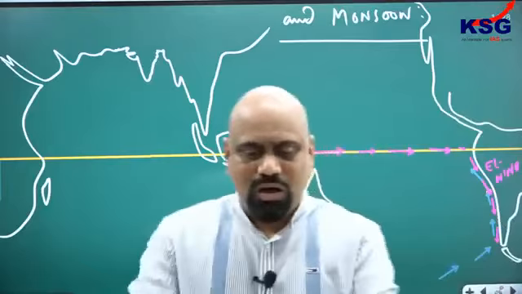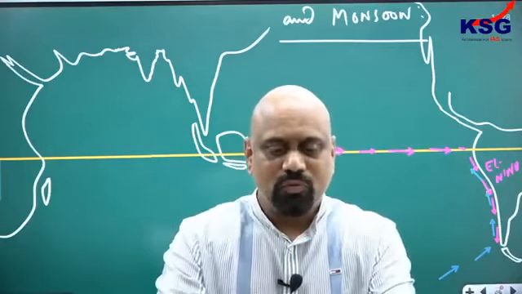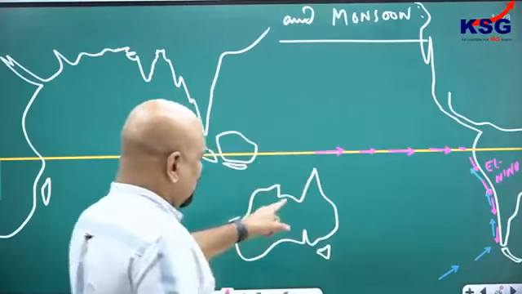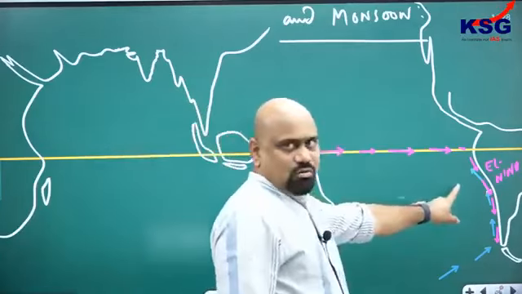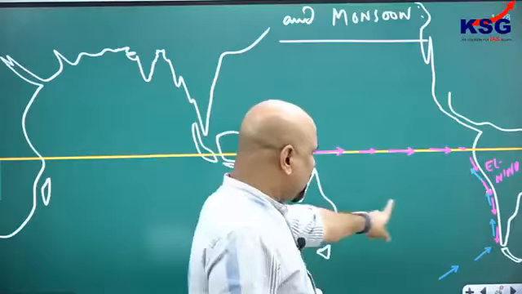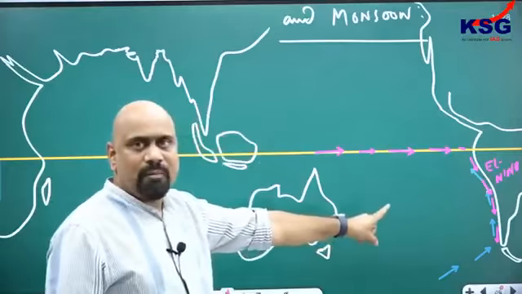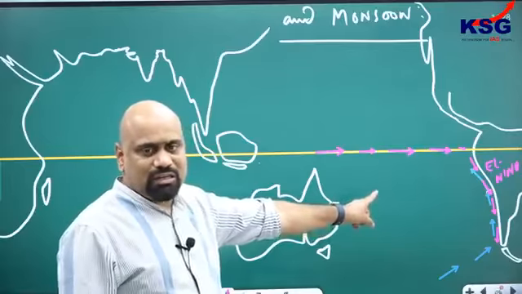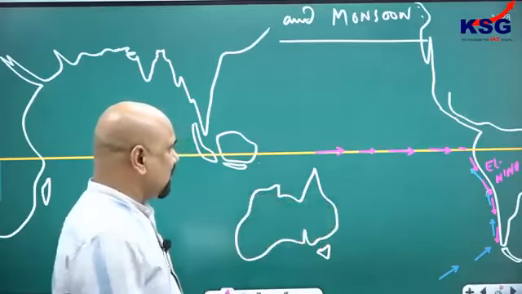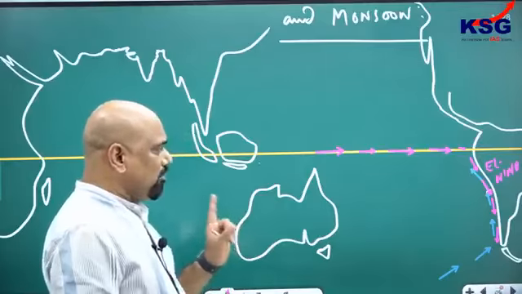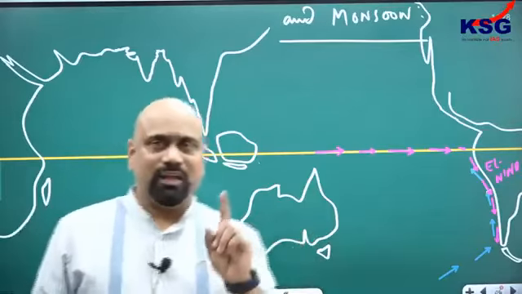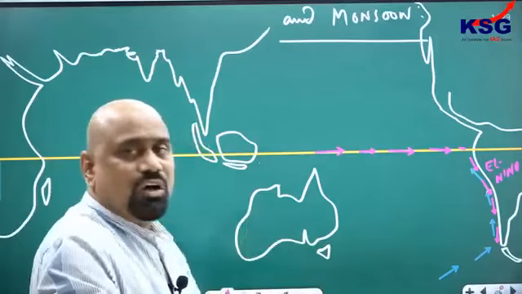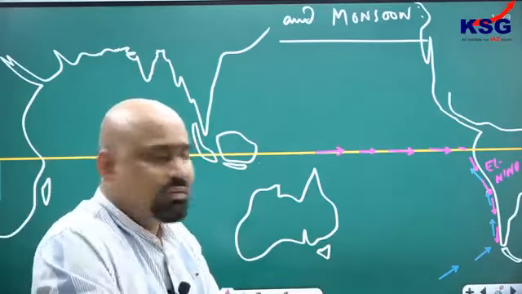Okay, warming up of the Peruvian coast, and the replacement of the cold current with a warm current here is called the El Nino. My friends, you remember El Nino is a warm current, but the Humboldt current is a cold current.